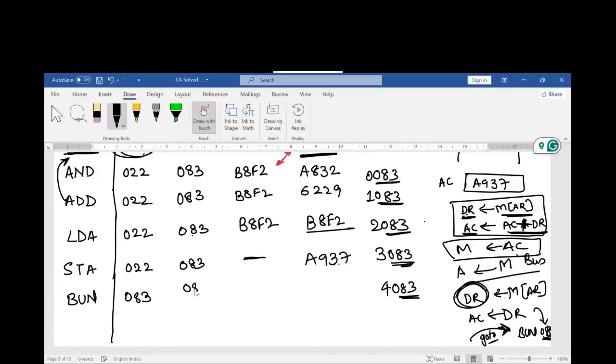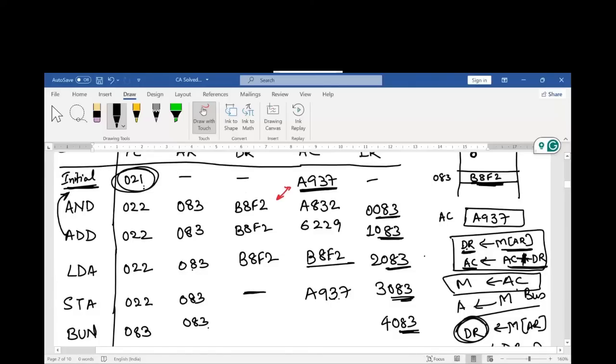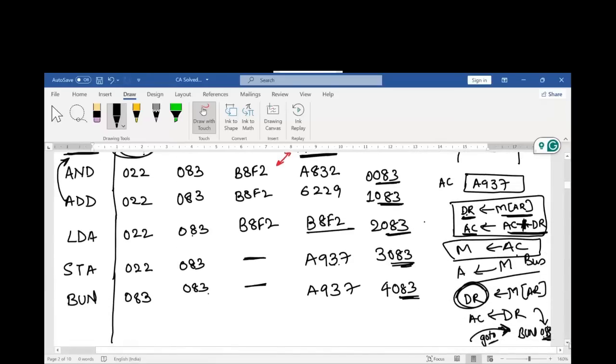This 083 is stored in AR and this AR is transferred to PC because I want to start my execution from this point. Okay, so 083 would be stored in your AR. Again, that AR is copied to PC so that execution starts from that location. So PC would also become 083. We are not touching DR, so DR would be dash. AC would remain as it is. I assume you are getting this.